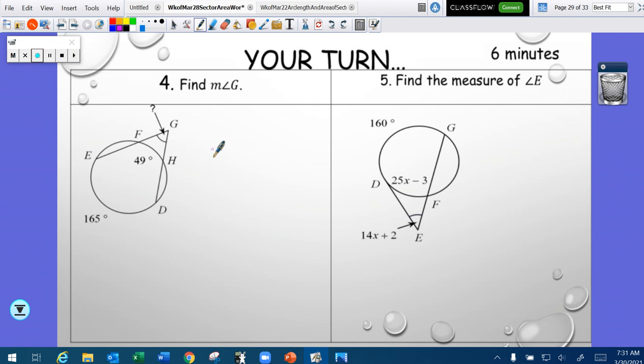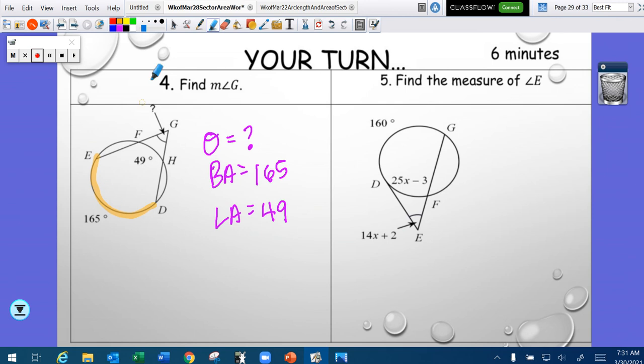So go to number 4, and I want you to find this angle, measure of angle G. Pause the video, try it for yourself, and then come back and watch it. So here, the angle is on the outside. So I'm going to write what I'm given. Theta is what I'm looking for. The big arc is 165. The little arc is 49, and let me go draw that in here.